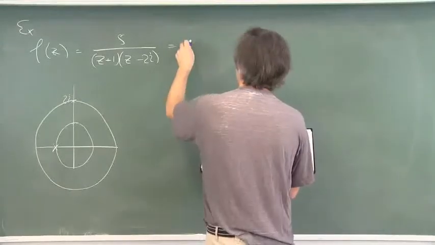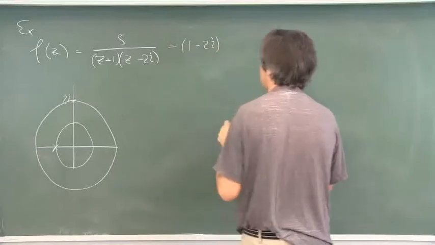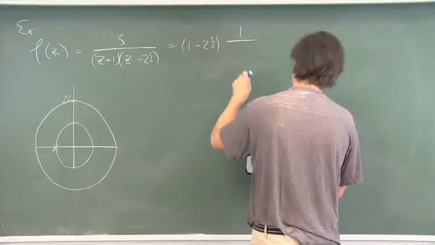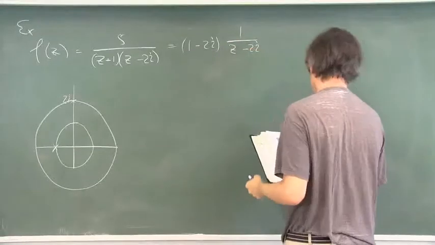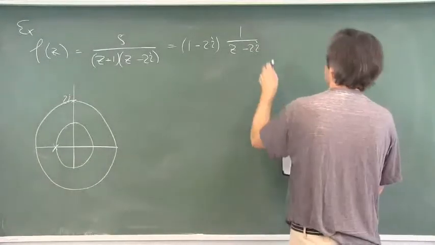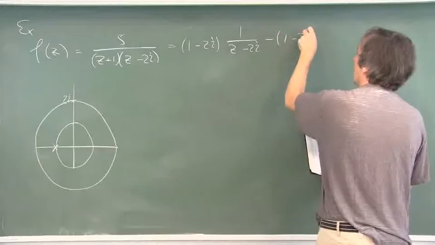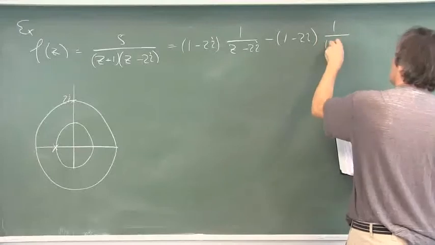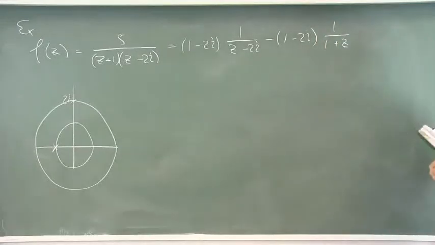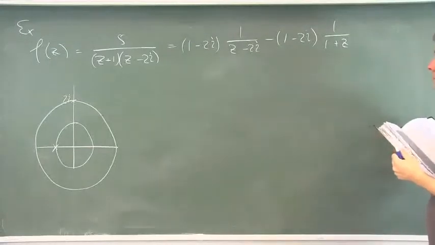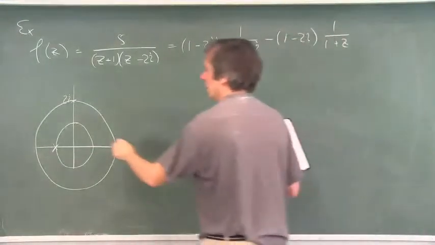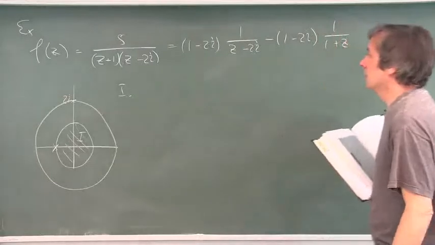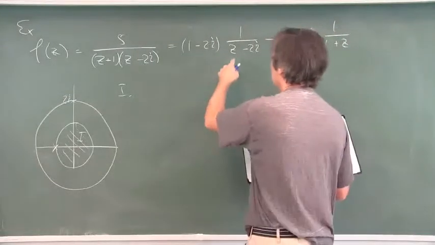So it turns out that you can write this as 1 minus 2i times the function 1 over z minus 2i, and then minus the same factor 1 minus 2i times 1 over z, 1 over 1 plus z, like this. So if we start with the region in here, how do we do the expansion? This will then be an ordinary power series expansion.